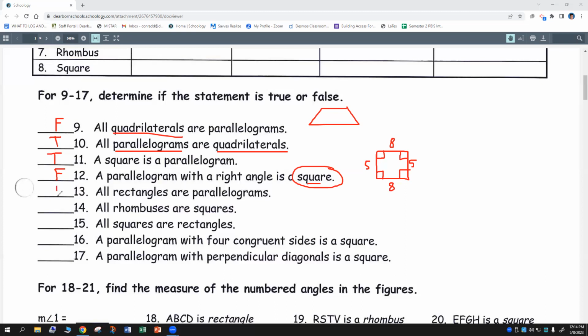Okay, all rectangles are parallelograms. That's true. A rectangle is a parallelogram with four right angles. All rhombuses are squares. That's false. All squares are rhombuses, but here's a rhombus.